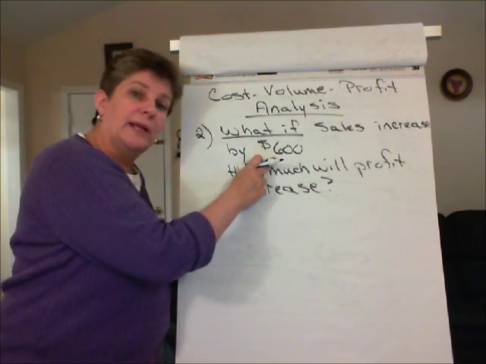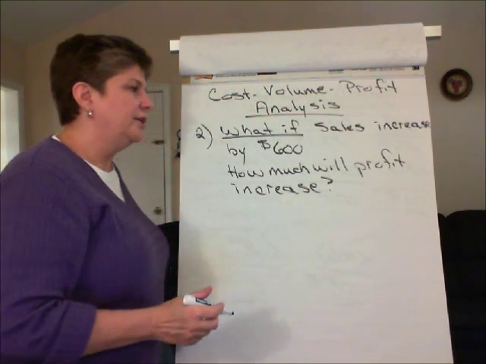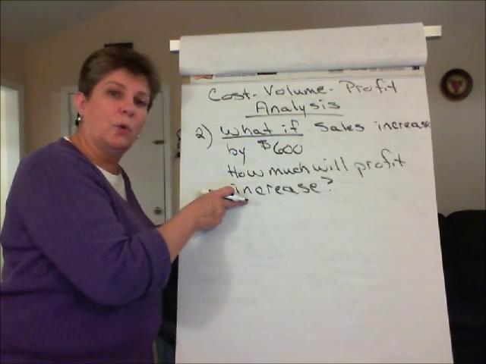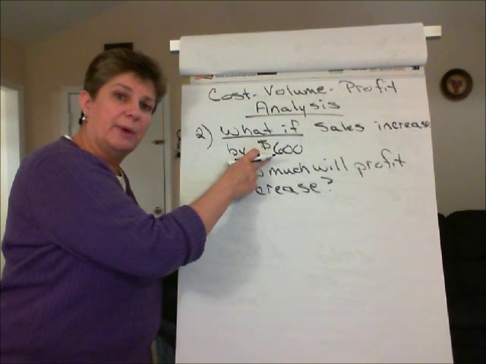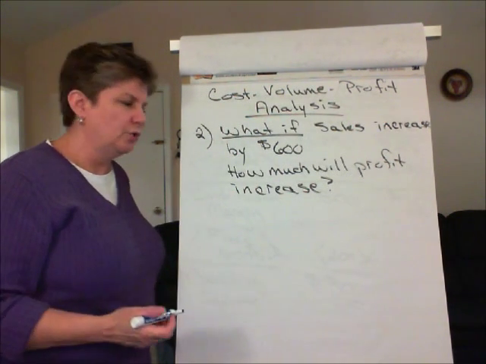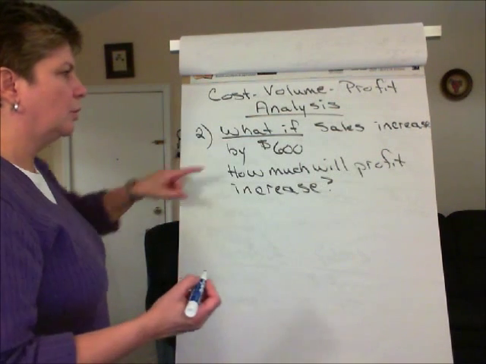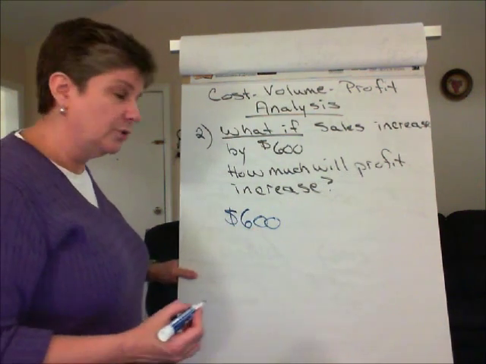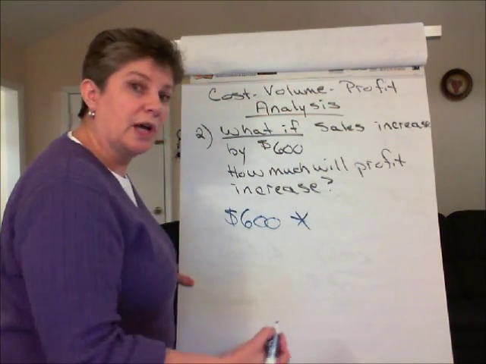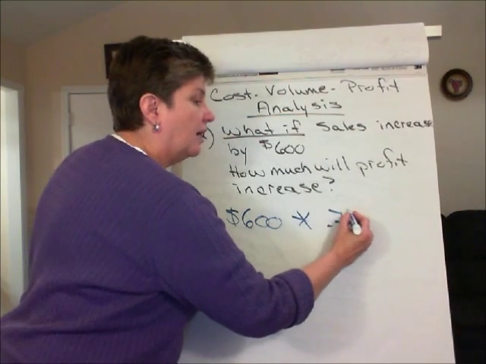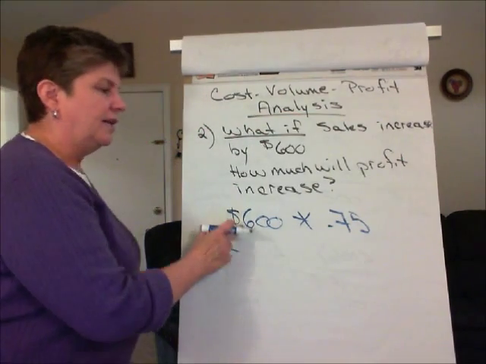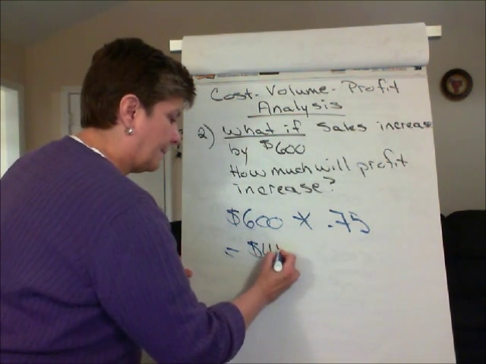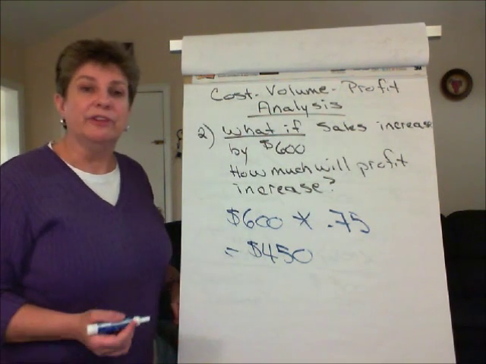Now, remember, to get break-even point in sales dollars, we used the contribution margin ratio. So the quickest way to answer this question when our change in sales is based on dollars is to use the contribution margin ratio. So once again, we'll take the change in sales, in this case $600 in sales dollars, and we'll multiply that times the contribution margin ratio of 75%. And 600 times 75% is going to give us an increase of $450.